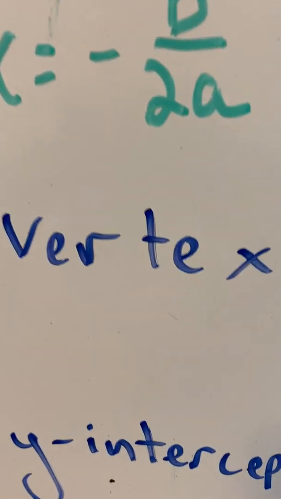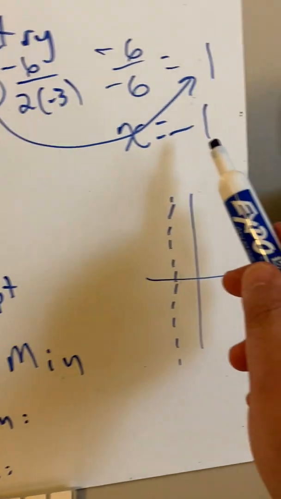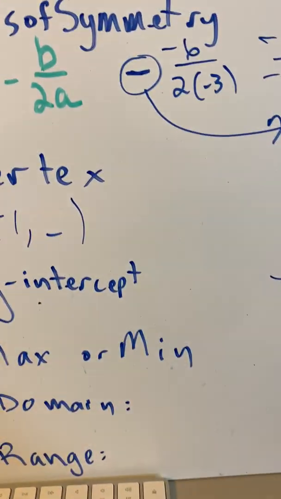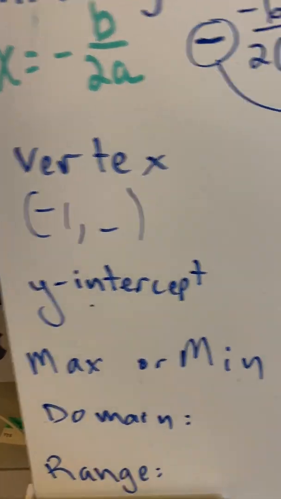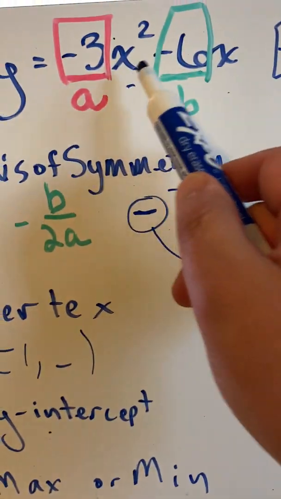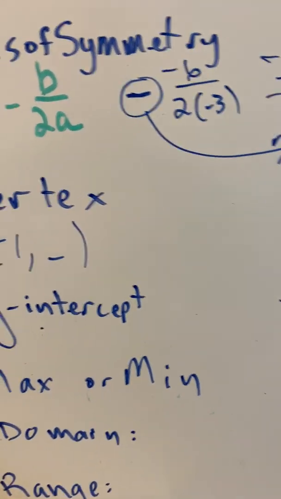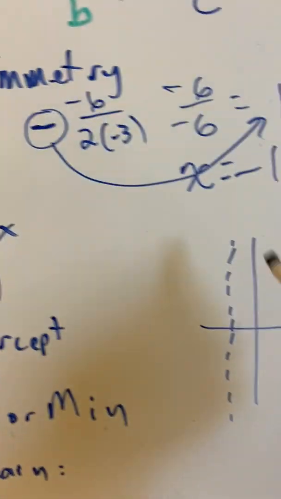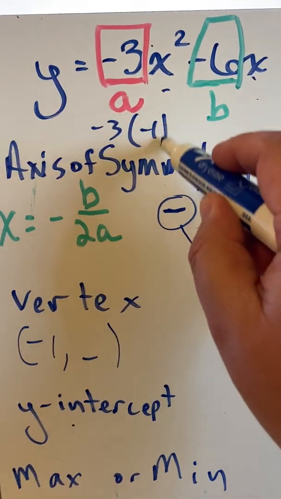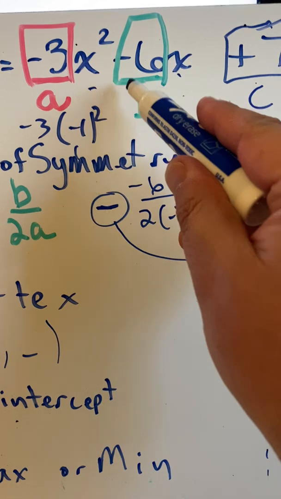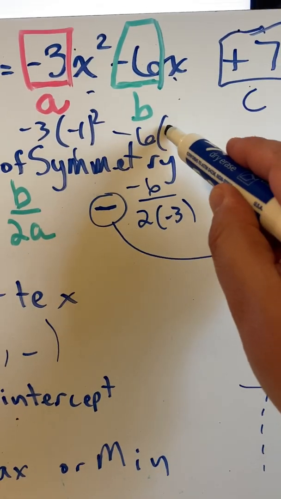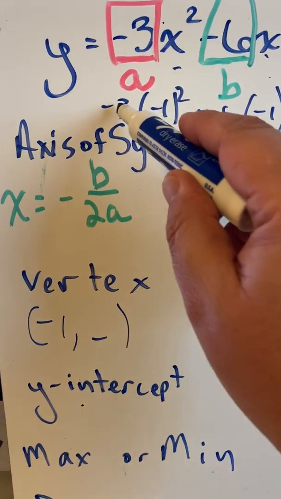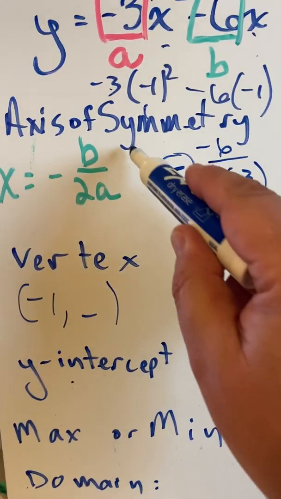Now, the vertex. How do I find the vertex? Well, I just told you what x is. X is negative 1. We have to find y, okay? How do I find y? Substitute the negative 1 in for all the x's in the problem. So it turns into negative 3 times the quantity of negative 1 squared, which is just 1. And then it's negative 6 times the quantity of negative 1 plus 7. Negative 1 squared is 1. Negative 3 times 1 is negative 3.